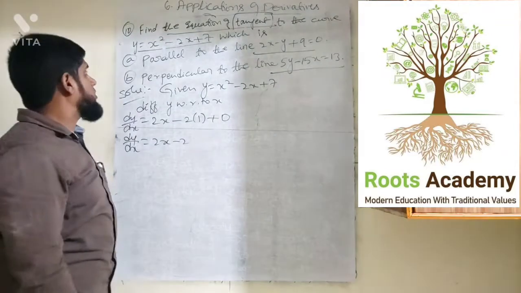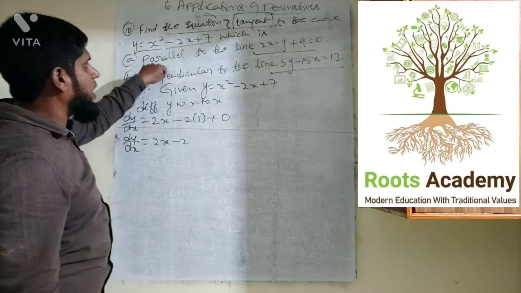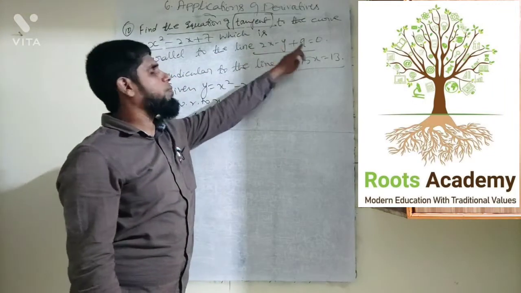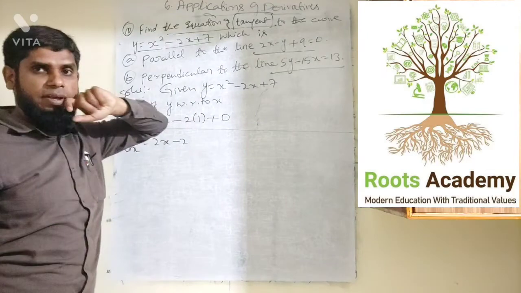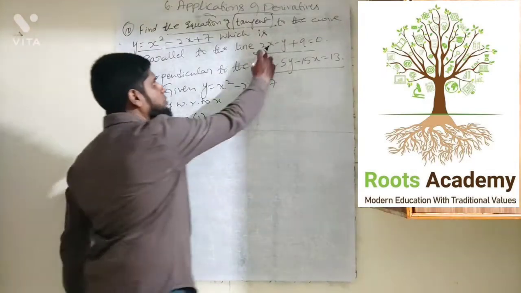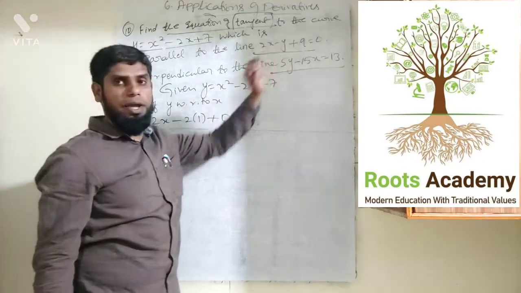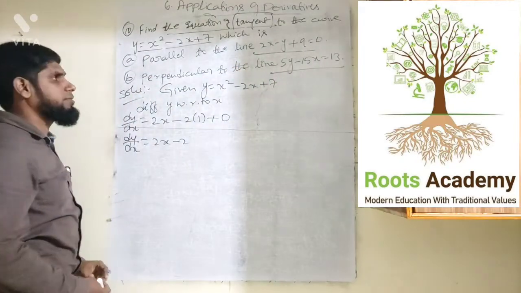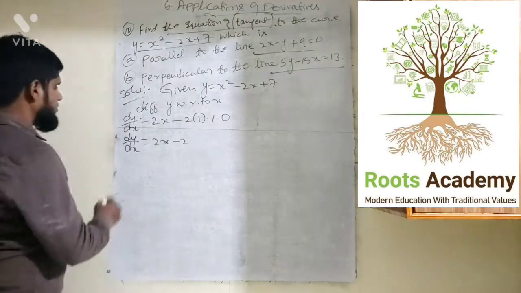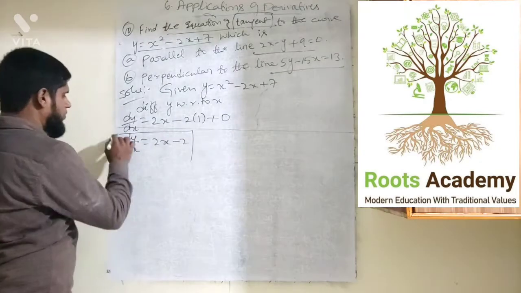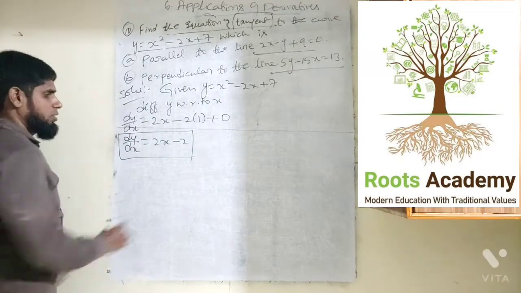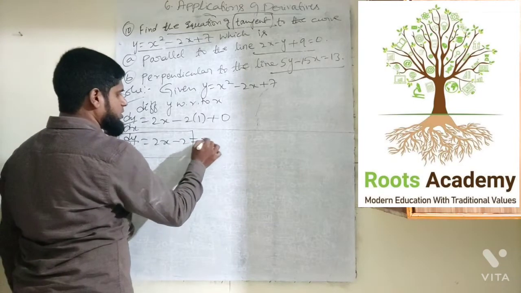Next, he said that this tangent is parallel to this line. And we know the slope of a line is minus a by b. Minus a by b is the formula to find the slope of a line when the equation is given. This is the slope of tangent. For your reference, I will call this m1.